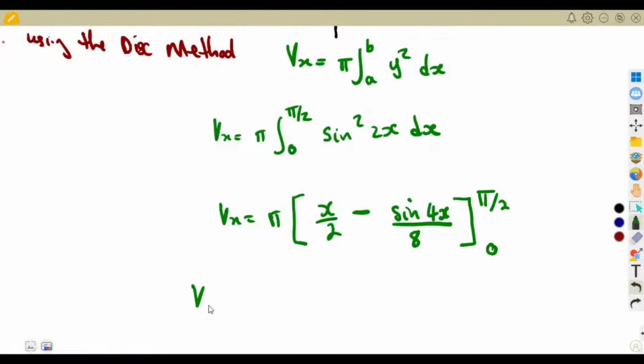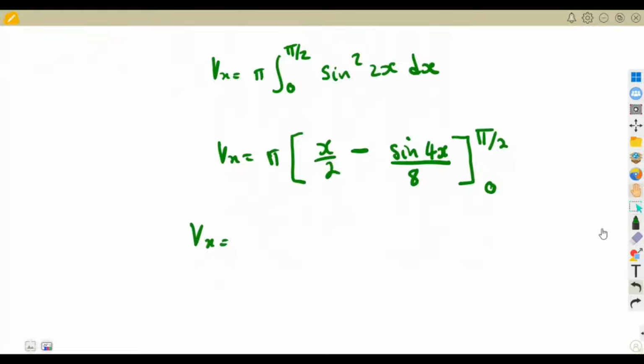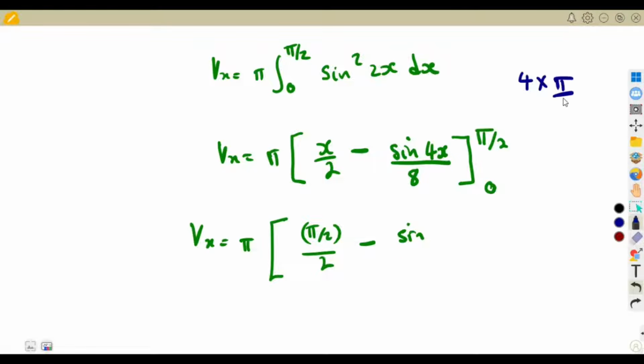Then the other mark that they need is the substitution, which is another thing that most of us skip; we just write the answer. They want to see the substitution. So this is going to be pi into, in place of x, we are going to have pi over 2, so this is simply pi over 2, minus sine 4x, so this is sine 4 times pi over 2 like this.